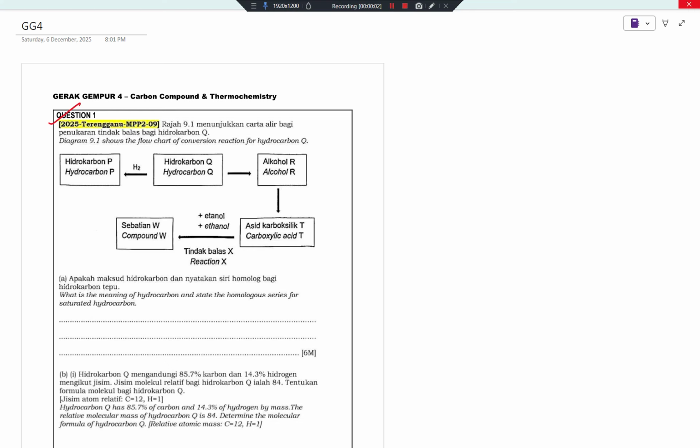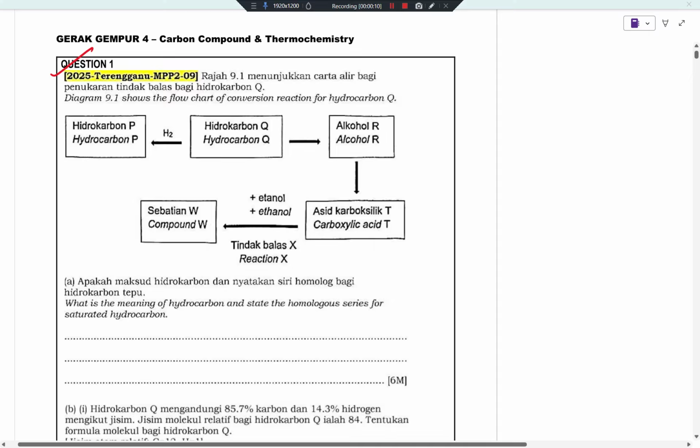Okay, this is a continuation of questions that we left out in the main video. Okay, question 1. Diagram 9.1 shows the conversion reaction of hydrocarbon Q.